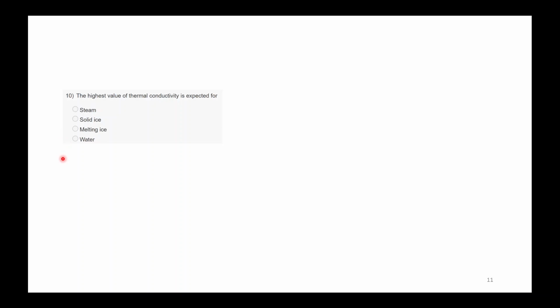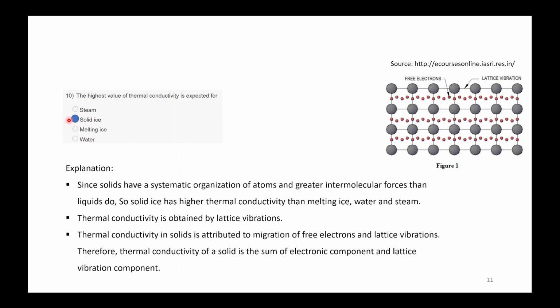Question number 10. The highest value of thermal conductivity is expected for, your options are steam, solid ice, melting ice and water. So we know thermal conductivity depends mainly on electrons and phonons. These two combined are responsible for thermal conductivity. So it will be higher in the case of solid objects. So solid ice will be your answer.